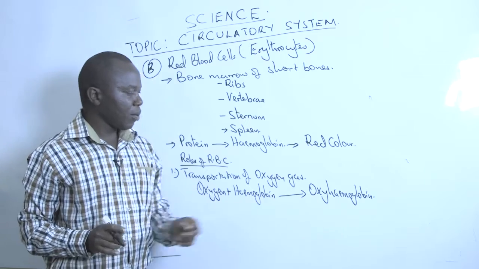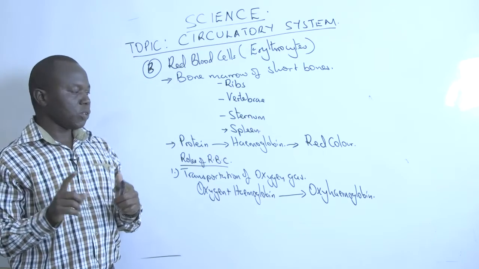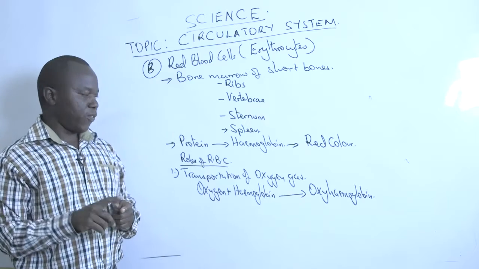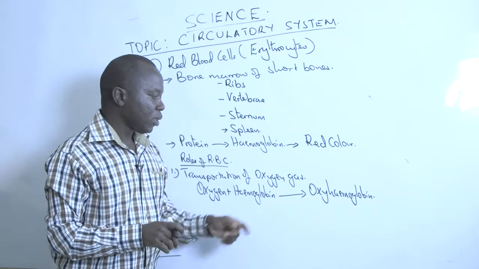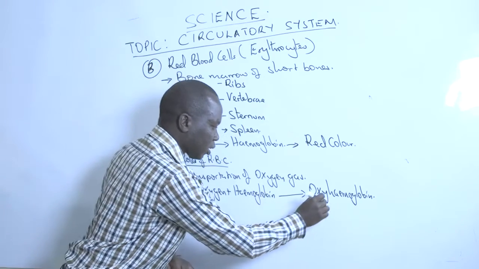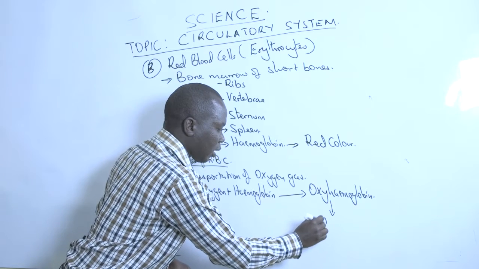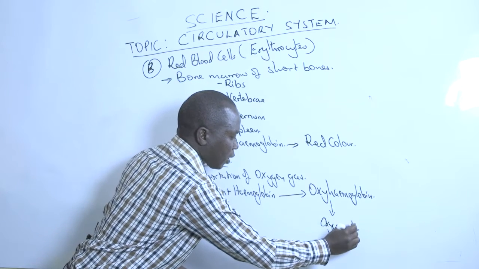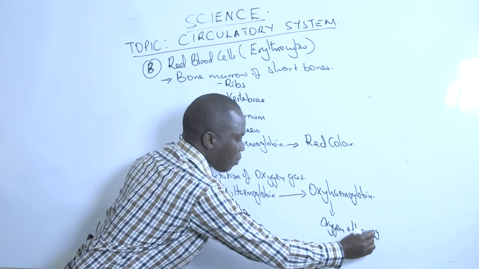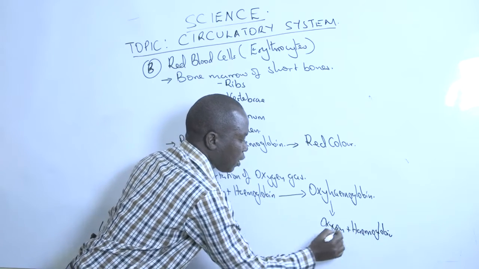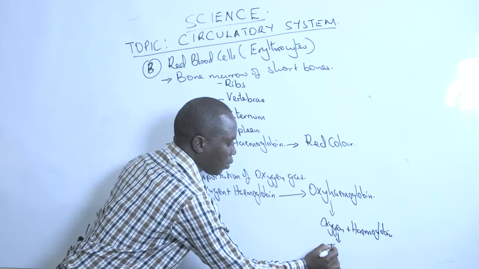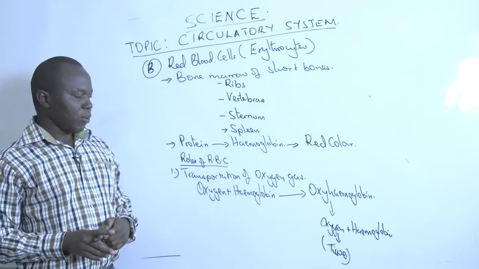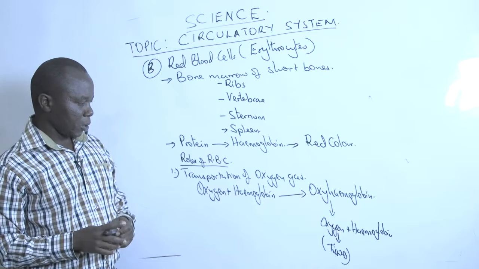So when this oxyhemoglobin reaches tissues or cells that are in demand of oxygen, it is going to dissociate. When it dissociates, it lets out oxygen. It breaks into oxygen and hemoglobin. And in the process, this oxygen will diffuse into tissues where it will be used for respiration.